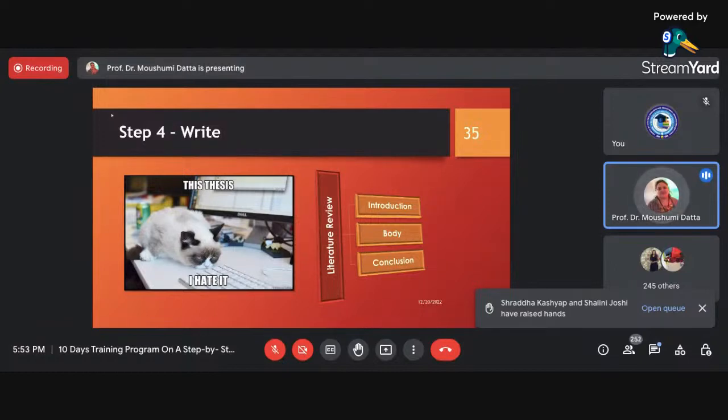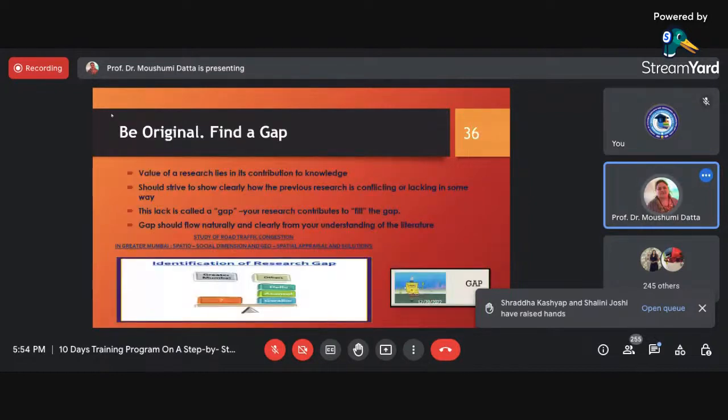If you write the literature review in one go, it will become very, very monotonous and boring. So a literature review should always have introduction, body, and conclusion. Sometimes when a literature review is pretty long, you can divide the body also into 2-3 paragraphs, but introduction and conclusion should be different.